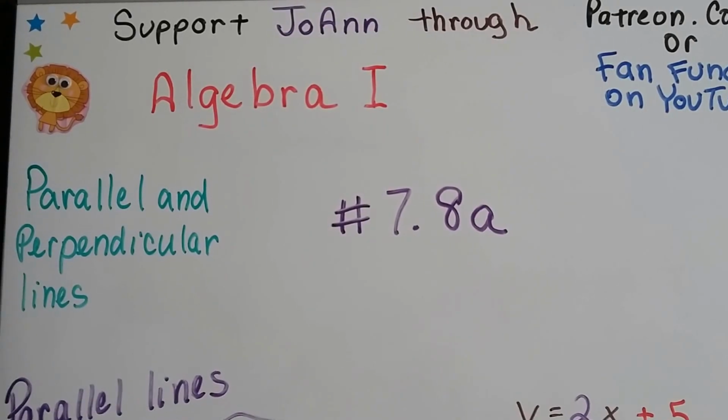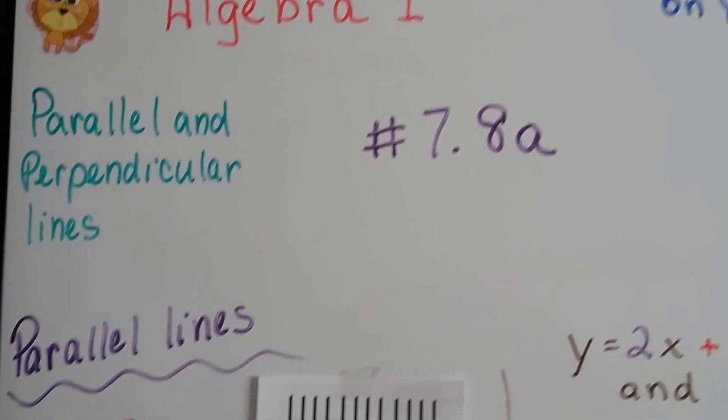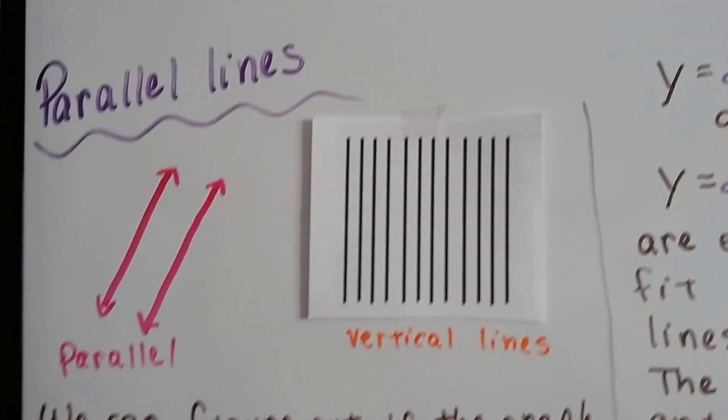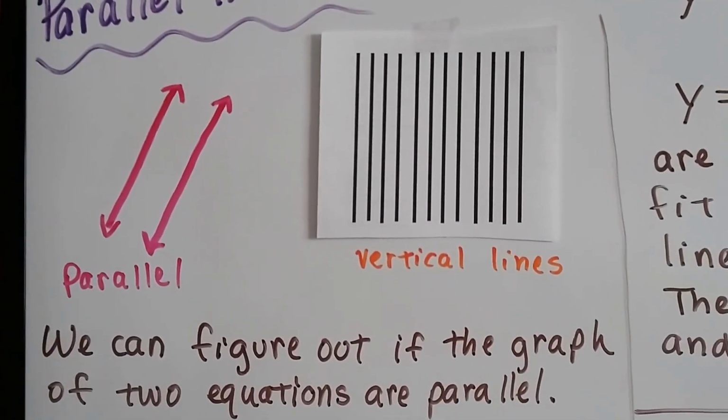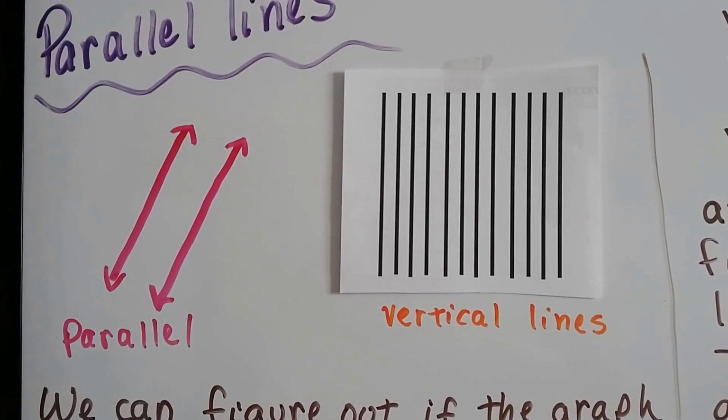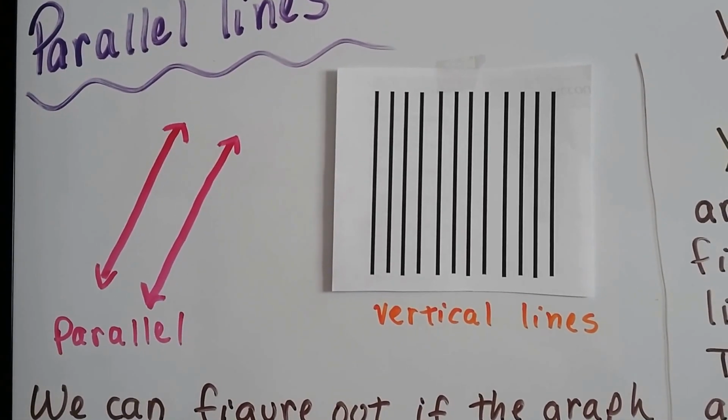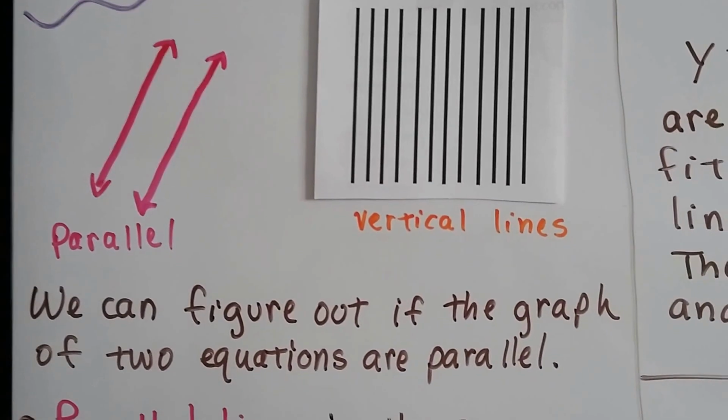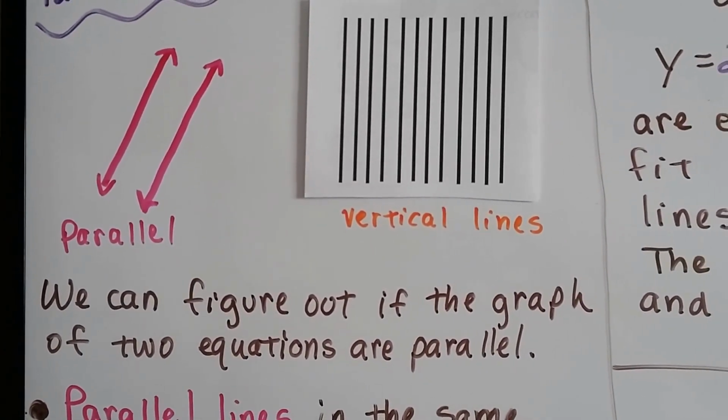Okay, we're now at video 7.8a, and we're going to talk about parallel lines. These are parallel lines right here. Parallel lines go on for infinity without ever touching each other. See that? We can figure out the graph of two equations are parallel.